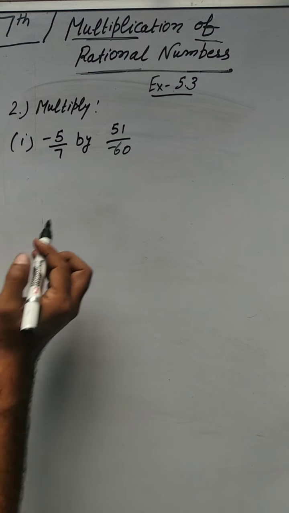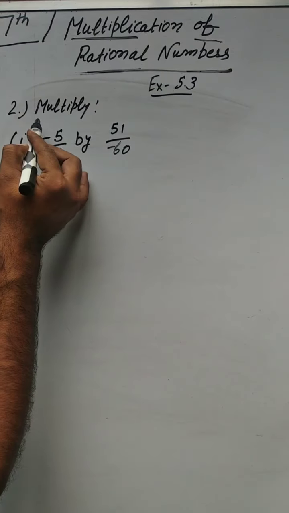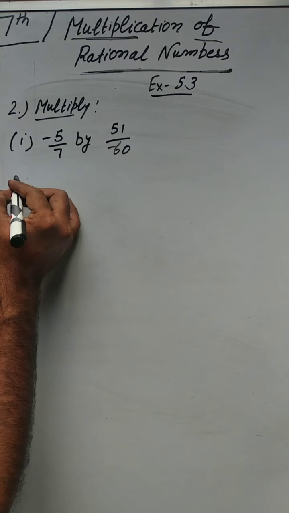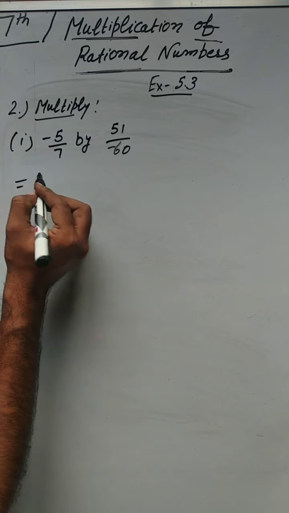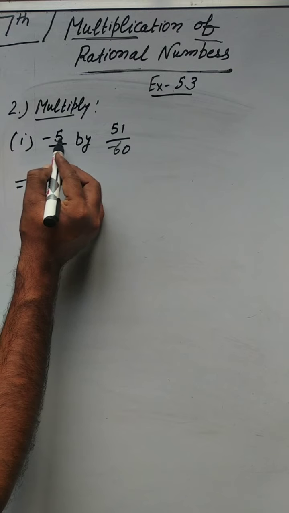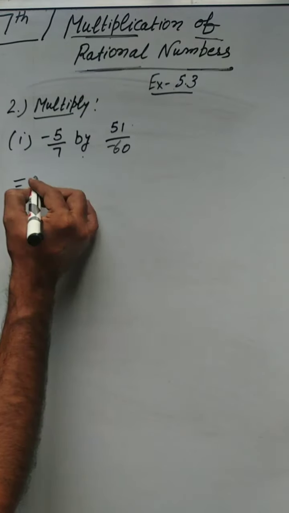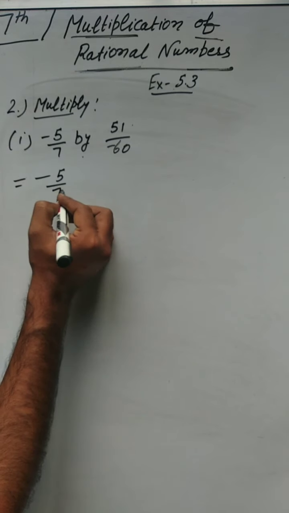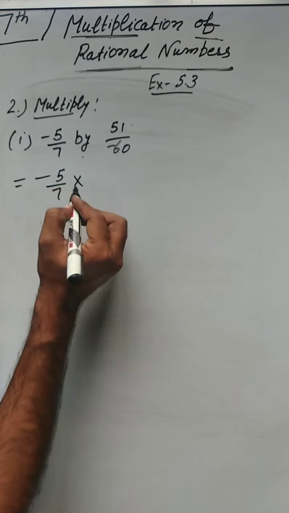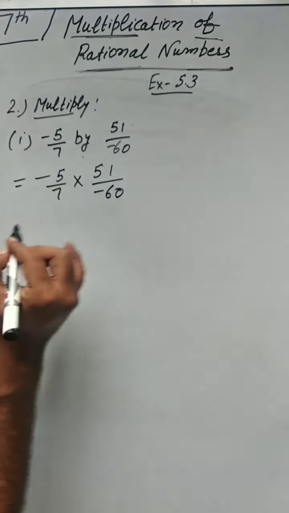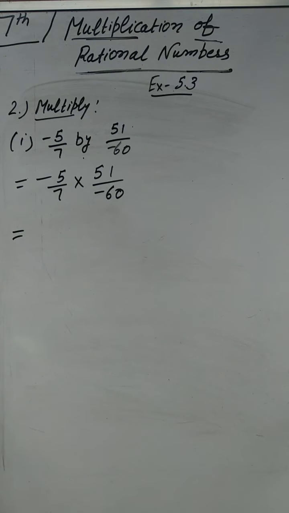Yes beta, question second. You have to multiply in question second. Same like question first, we will proceed beta. I want to multiply minus 5 upon 17 by 51 upon minus 60. So minus 5 upon 17 multiply, sign of multiplication, 51 upon minus 60. Understood beta? Now look here.